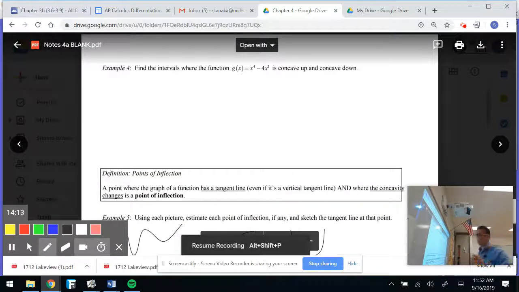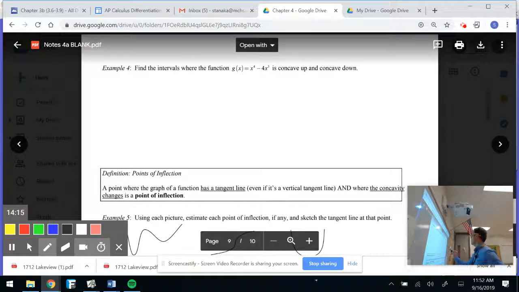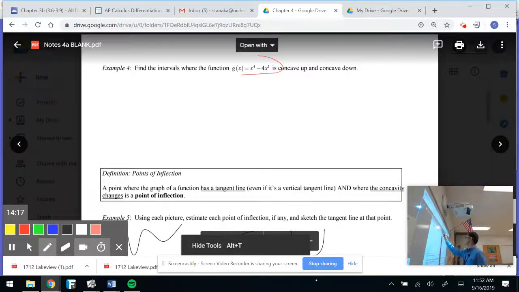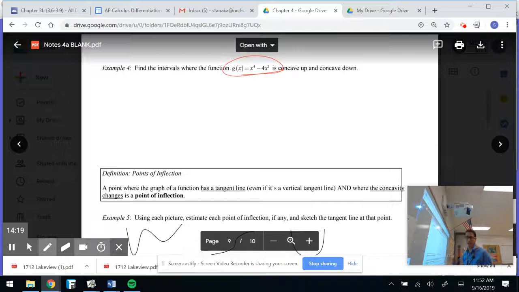Okay, here, let's focus on what you guys will have to do for the AP exam. This right here asks me to focus on that and tell me about concavity. When is it concave up? When is it concave down? Well, right when you see that, you should say, light bulb, second derivative. But in order to find the second derivative, we have to find the first derivative.